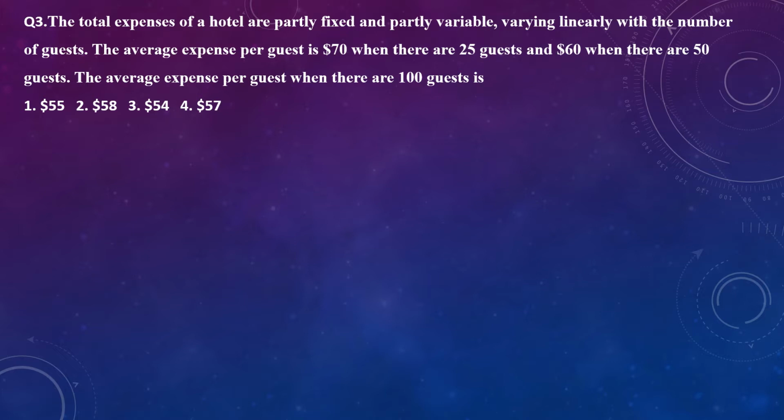From this question they have given two pieces of information: if there are 25 guests, then per guest it is $70, and if there are 50 guests, then per guest it is $60. So from this we can make the total cost. If it is 25 guests, then the total cost will be 25 into 70, since per guest it is $70. So 25 into 70 gives $1,750.